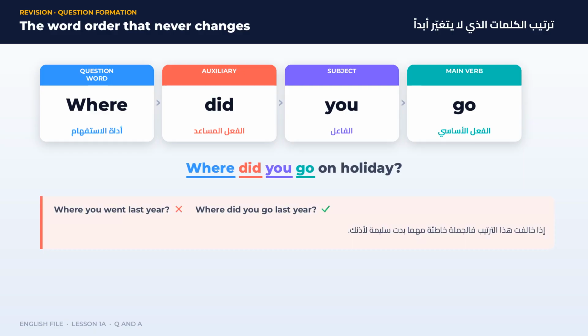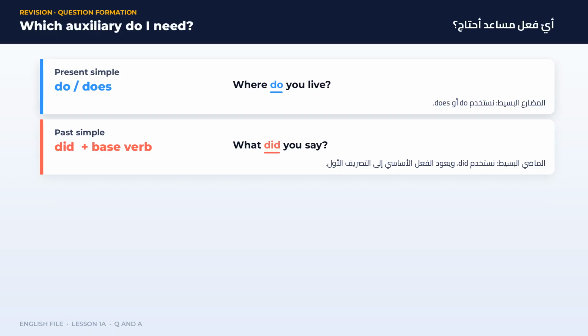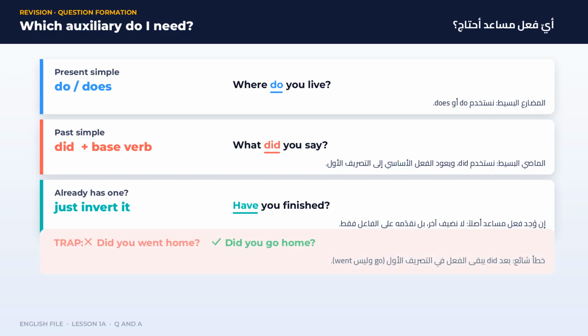Now, which auxiliary? Look at the tense. Present simple takes do or does. Past simple takes did, and after did, the main verb goes back to its base form. Did you went is a classic trap, but if the sentence already has an auxiliary like is, are, have, has, will, or can, you do not add another one. You simply move it in front of the subject.